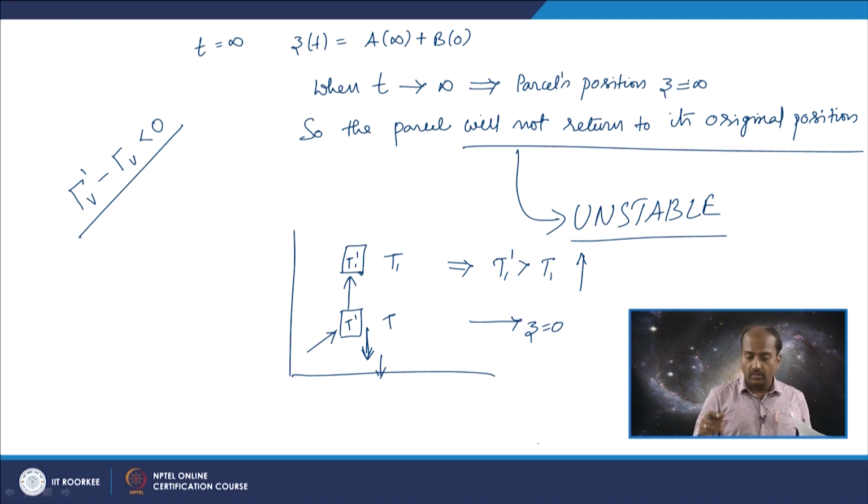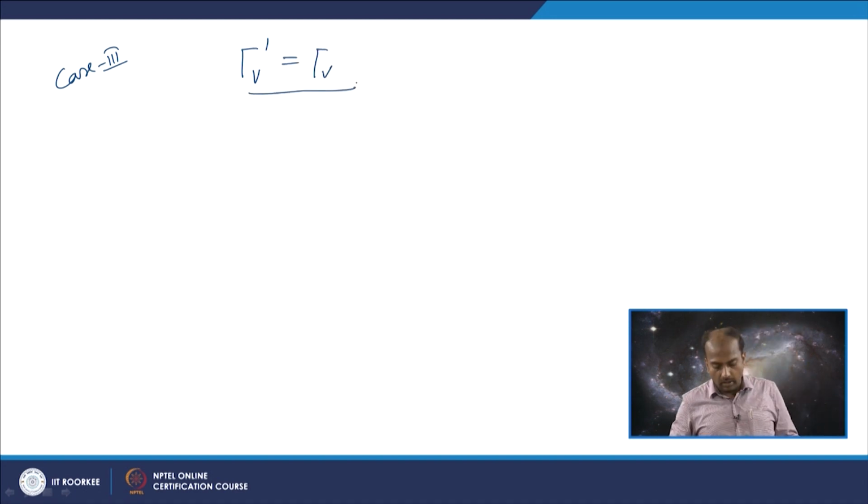Right. Now for the third case, so we have two cases. We simply say that gamma V prime greater than gamma V is stable. Gamma V prime less than gamma V is unstable. Right. Now the third case, case 3. What will happen if gamma V prime is equal to gamma V? That means the rate at which temperature is decreasing inside the air parcel is equal to the rate at which temperature is decreasing in the environment. So what will happen in this case?